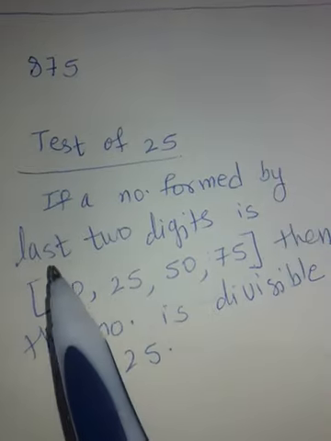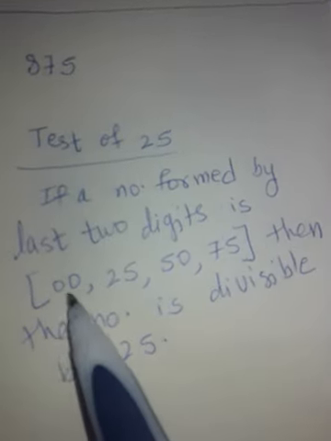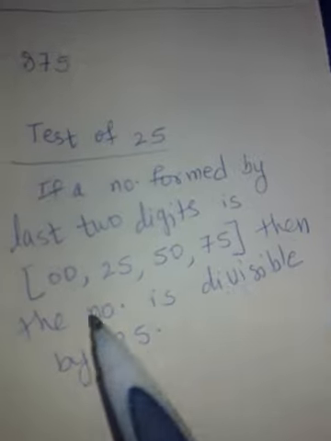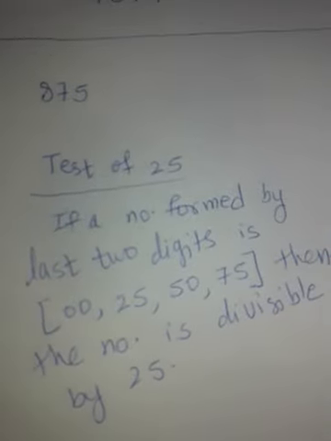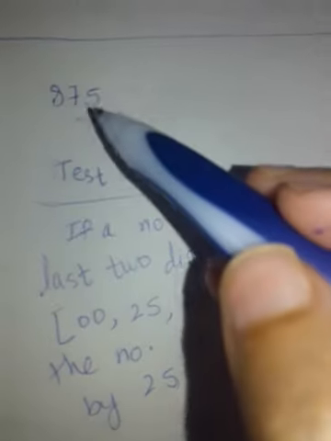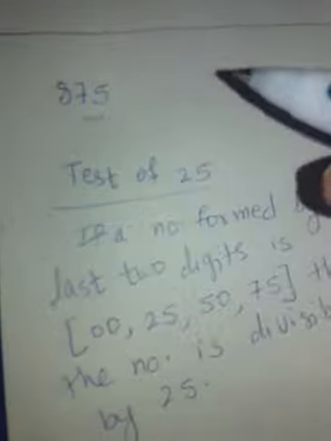If a number formed by last 2 digits is either 00 or 25 or 50 or 75, then the number is divisible by 25. Look at our number 875. What are last 2 digits? Number formed by last 2 digits is 75. See, it is from our list. That means this whole number is divisible by 25. So instead of dividing it by 5, we can directly divide it by 25.